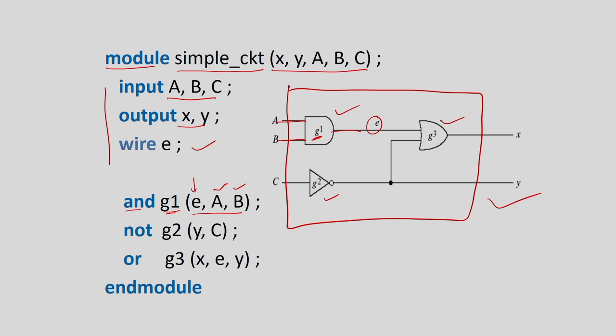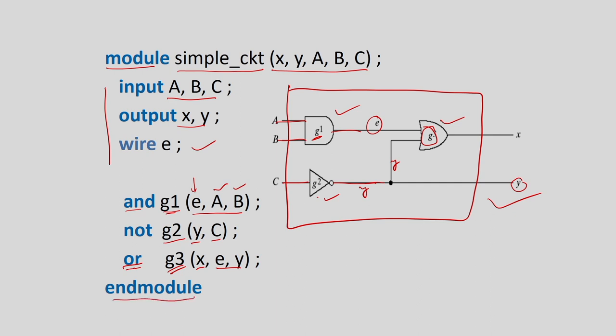Then the NOT gate is simply, G2 is a NOT gate, input is C, output is Y. So, I will just say Y, C. And then the third is the OR gate. This OR gate's input is Y, and the primitive is OR, the name is G3, and the inputs are Y and E, and the output is X.